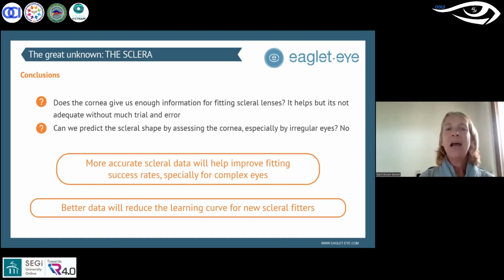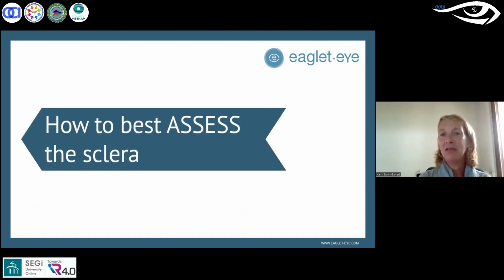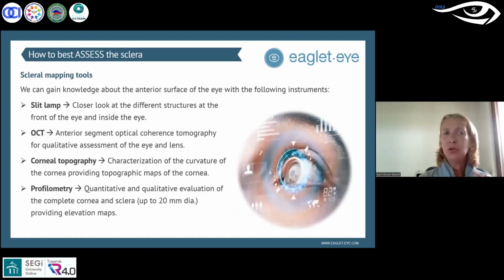So we're just going to look at how to best assess the sclera here. In actual fact, scleral mapping tools, we can use a slit lamp. We can have a closer look at the different structures of the front of the eye and inside the eye. OCT, of course, gives you a qualitative assessment of the eye and the lens.